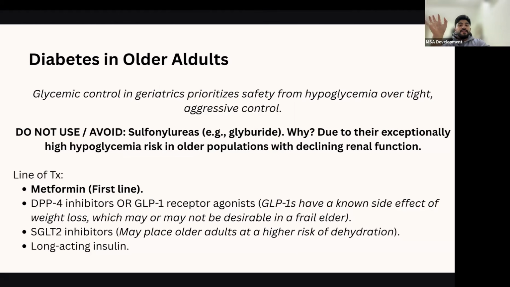Now, when you need to give them GLP-1 receptor agonists, you need to be very careful that it causes weight loss, prominently. So if the patient is frail, you do not want to do that. And if the patient is at high risk of dehydration, maybe due to an ongoing disease, you wouldn't give them SGLT2 inhibitors, because it's going to just worsen the dehydration.